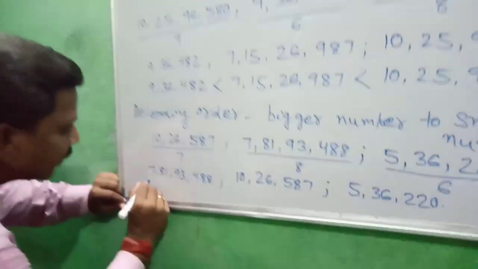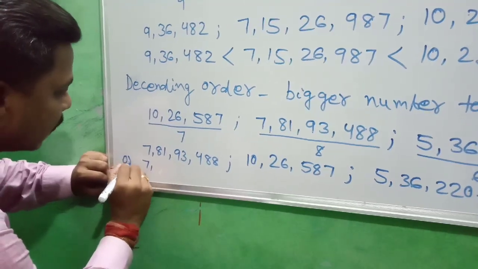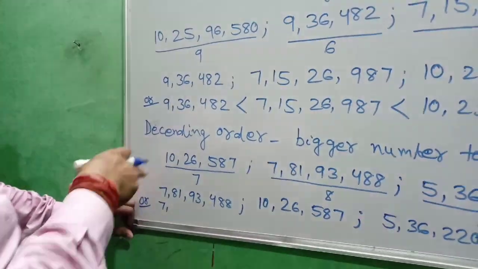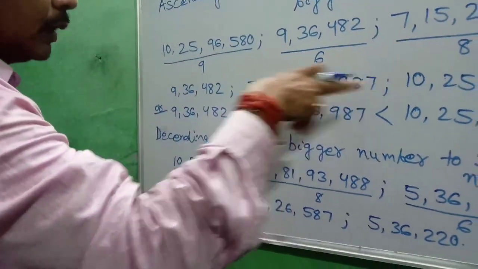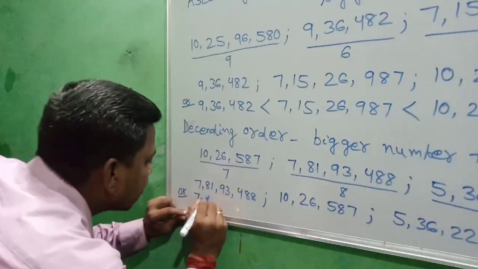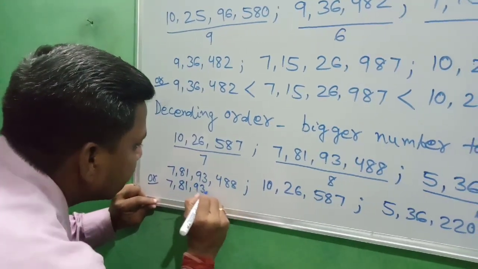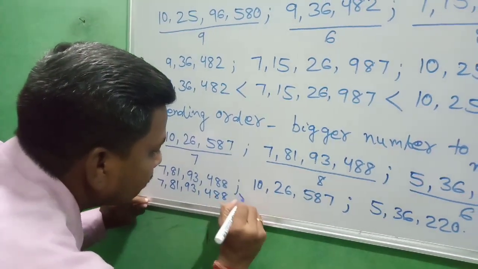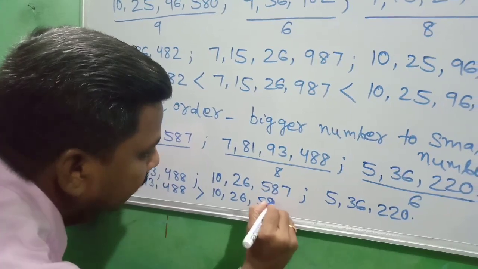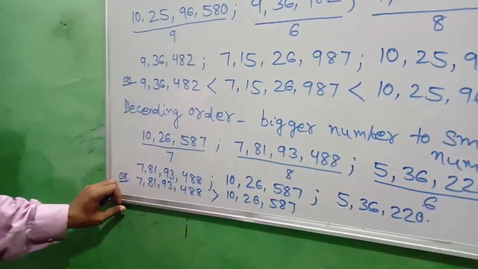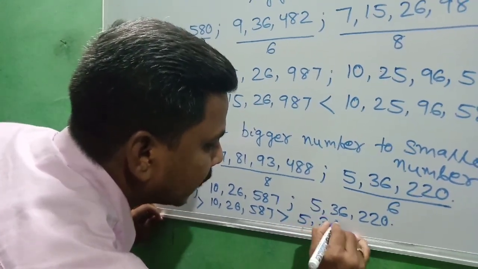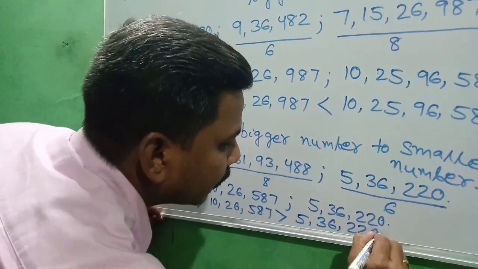Means, here also I am writing, if you write in this way, then it is also correct, or by putting the symbol it is also correct. 7,81,93,488 is greater than 10,26,587 is greater than 5,36,220. Okay, clear?